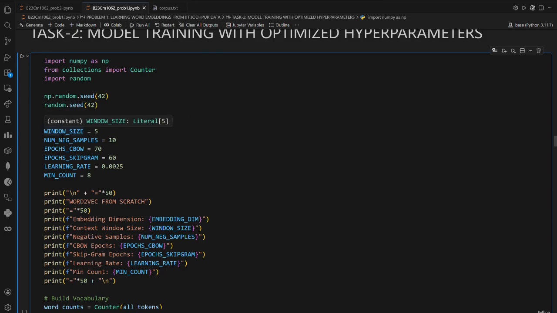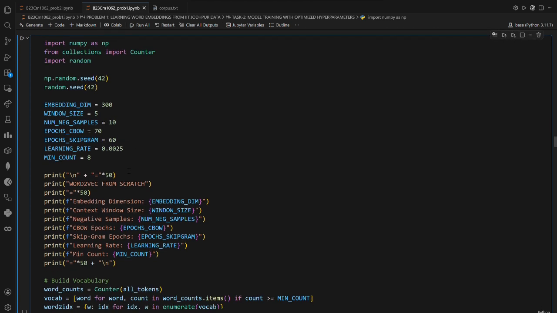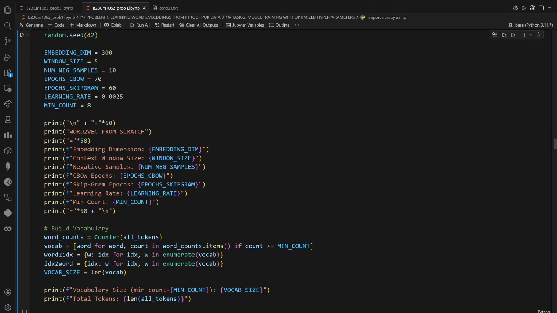So here we are defining the hyperparameters, where we have chosen the embedding size as 300 and the window size, the context window, which we talked about in the presentation, as 5. The number of negative samples, which is k as shown in the presentation, is 10 here. And the epochs chosen for CBOW are 70 and skipgram is 60. These hyperparameters we have decided by training on multiple hyperparameters.